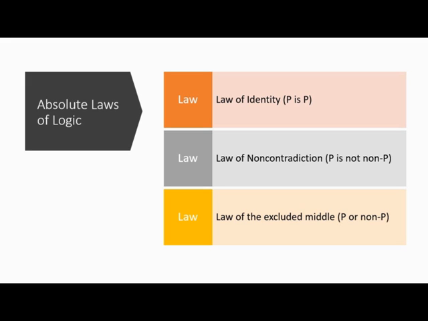Essentially, there are three absolute laws. The first law is the law of identity, or P is P. That is, the statement P is the same thing as itself, and it's different from everything else. The second law is the law of non-contradiction, or P is not non-P. That is, a statement cannot be both true and false. And the third law is the law of the excluded middle, or either P or non-P. That is, a statement is either true or false.